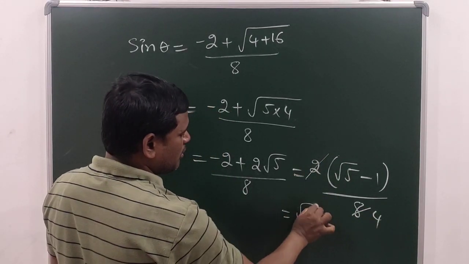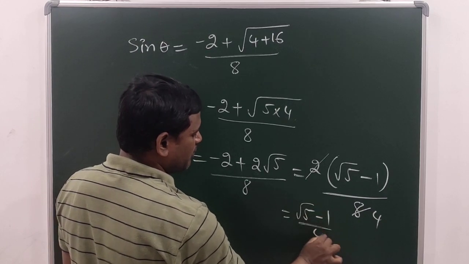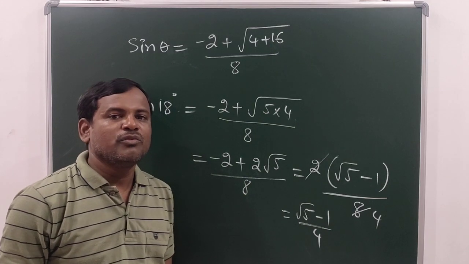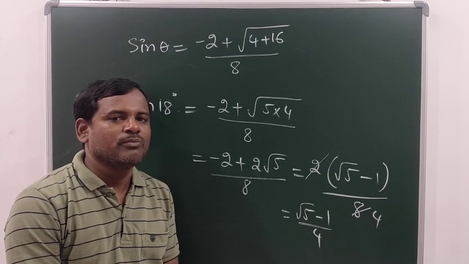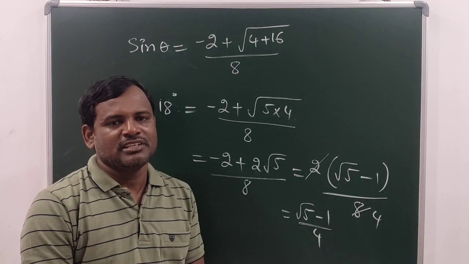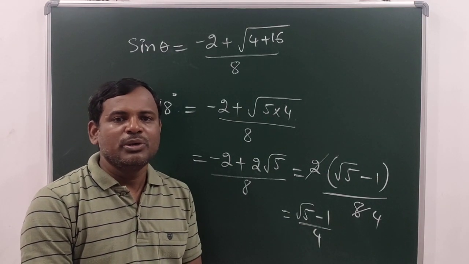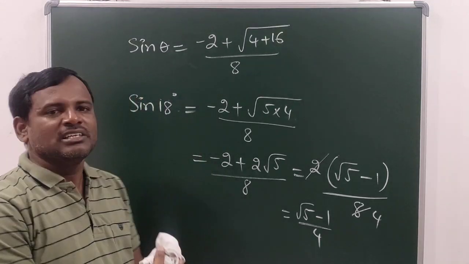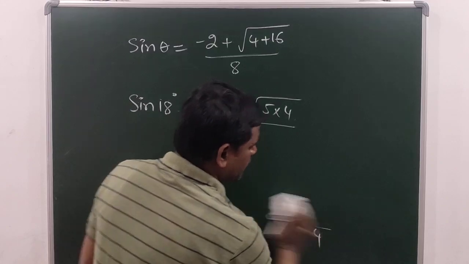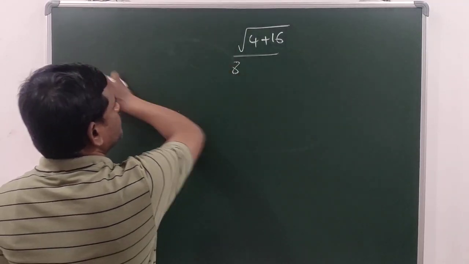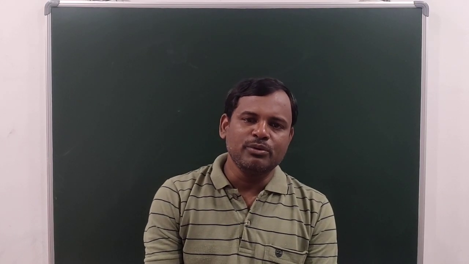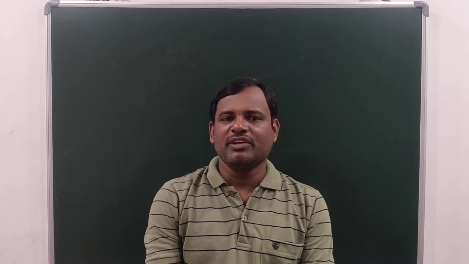Now what you have got? Root 5 minus 1 by 4. So this is sin 18 degrees: root 5 minus 1 by 4. Okay? Now let us go to define cos 18 degrees. That cos 18 degrees also you can evaluate by sin 18 only. Okay? Now let us see how I am going to find cos 18 degrees. To find that, I would like to use the first identity of trigonometry.